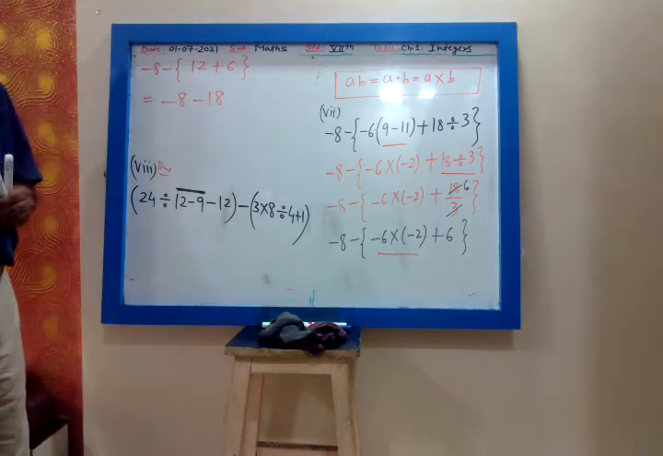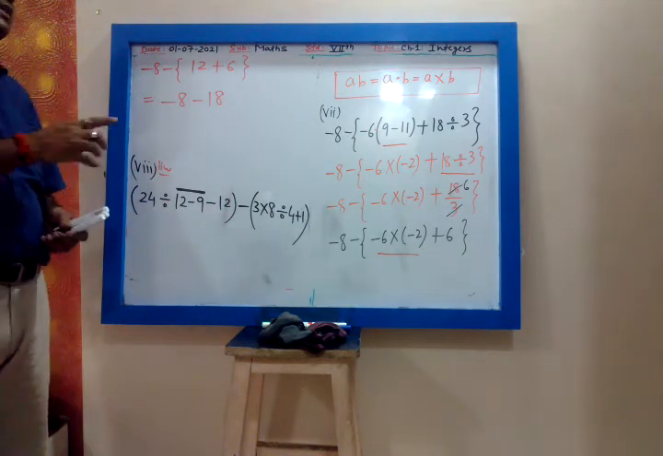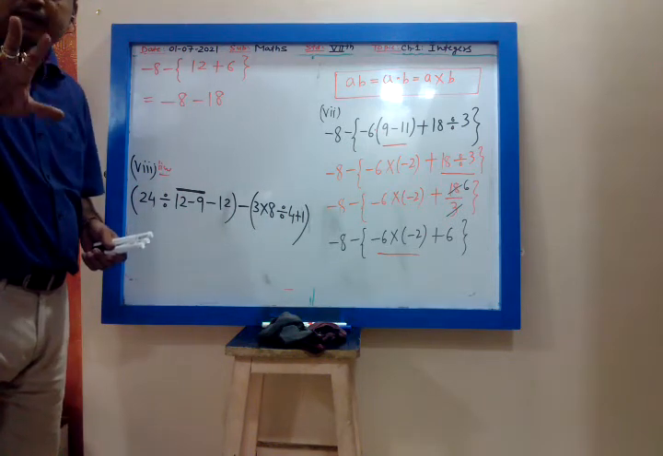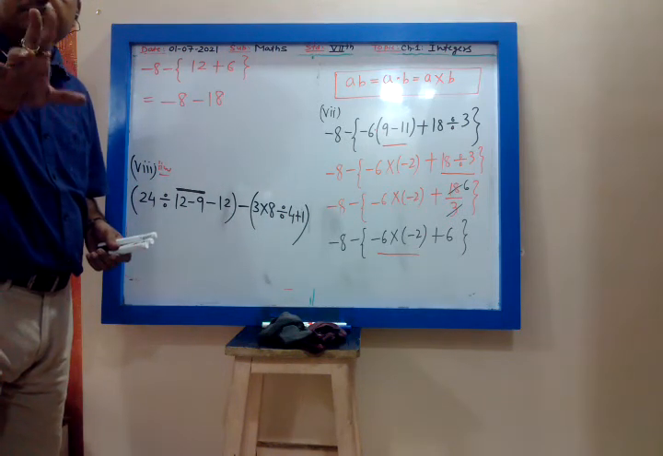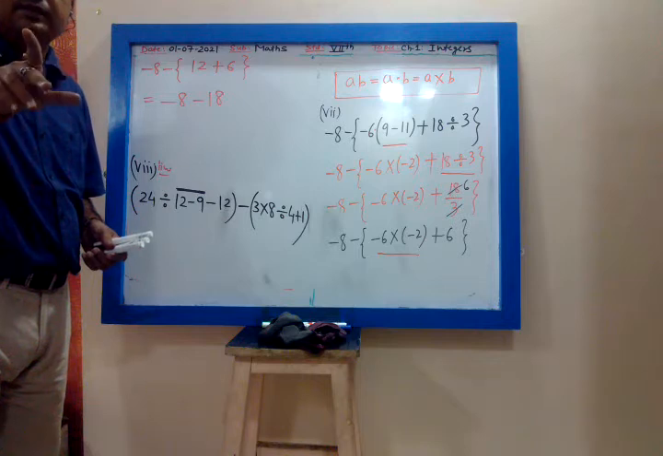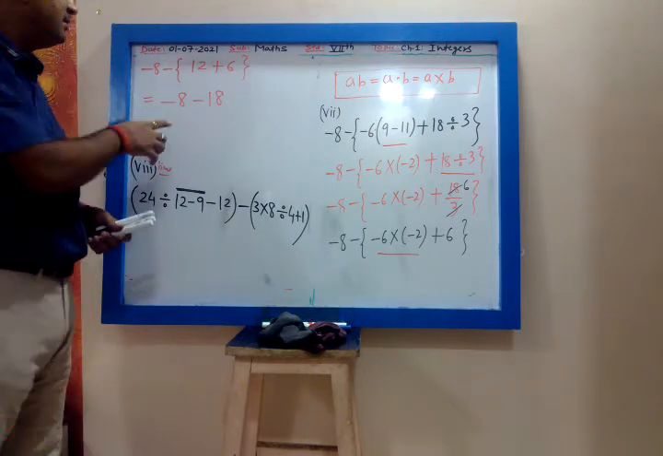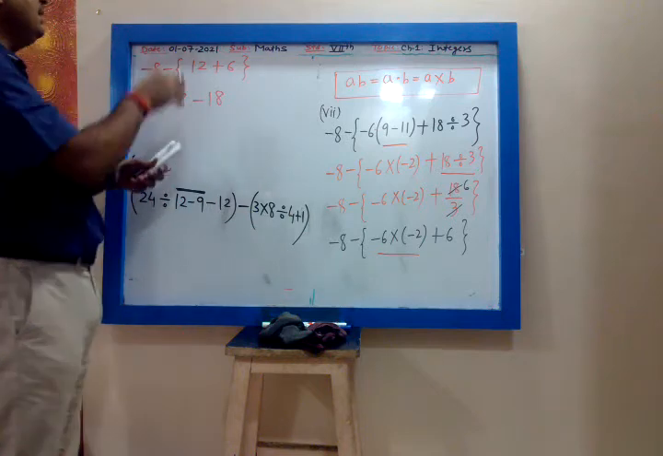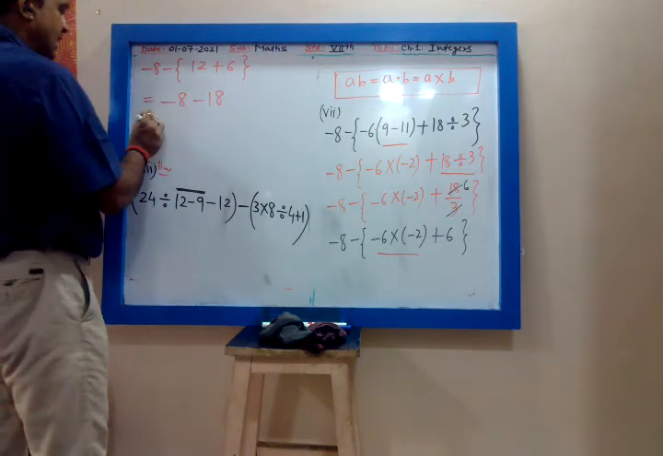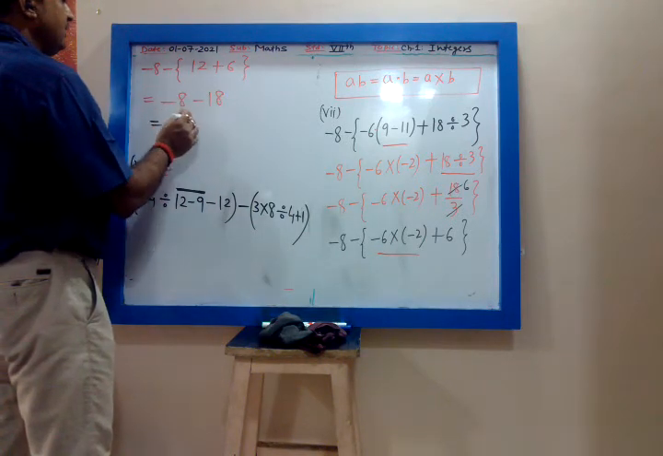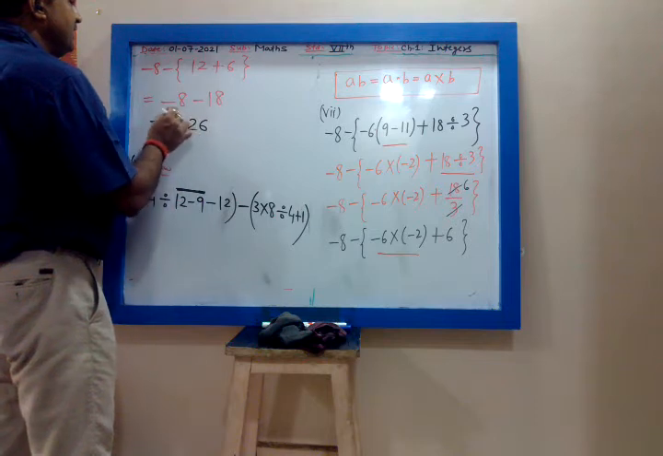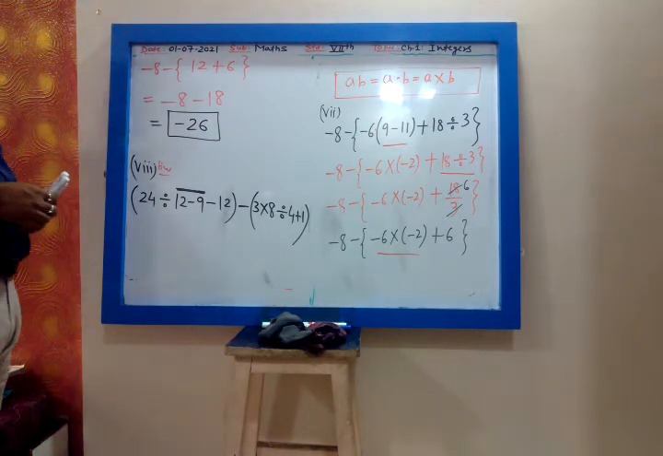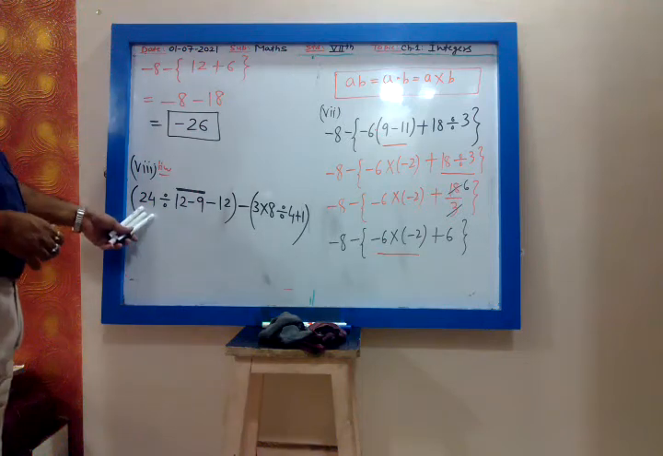Correct? Now the two integers have minus signs. Minus means same sign, not plus. Minus add. Don't say plus. Minus will be plus whenever there is multiplication. There is no multiplication, so you have to add the numbers and take the common sign. 18 plus 8 is 26. The common sign is minus. Answer is minus 26.